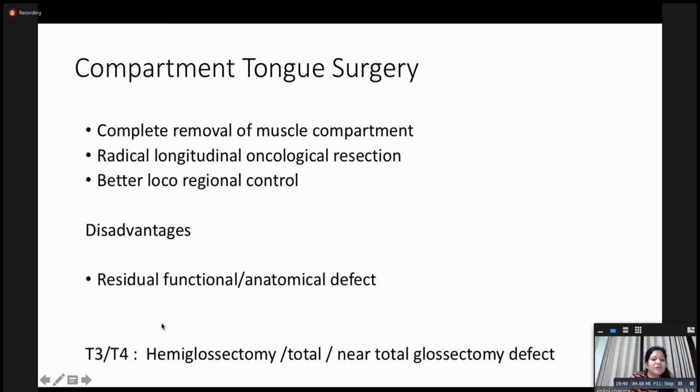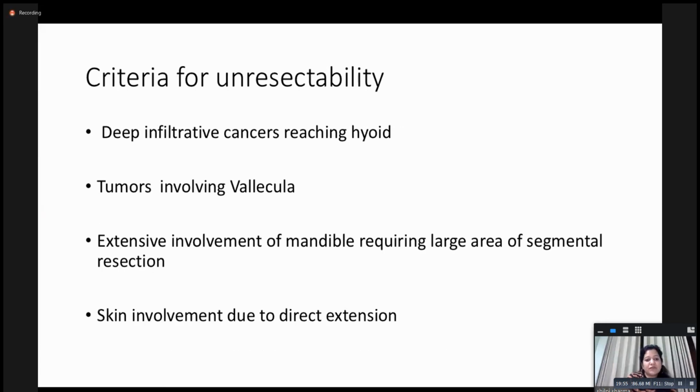But for T1 and T2 tumors, for very small tumors, at present we don't have enough data to justify our actions, for a T1 lesion, to do a whole hemiglossectomy. So probably more data is needed to convince for that.